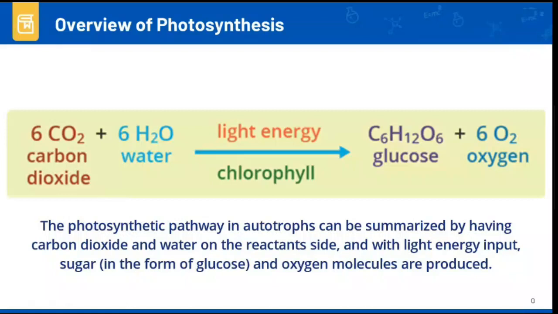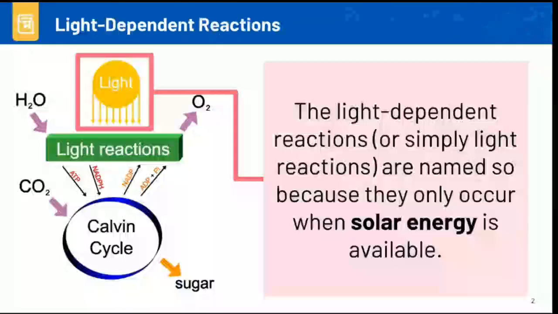So inside the chloroplast, photosynthesis occurs in two stages. The first stage involves your light-dependent reaction, while the second stage involves your light-independent reaction, collectively known as your Calvin cycle. Now, your light-dependent reactions are simply your light reactions, named so because they only occur when solar energy is available. From the name itself, light-dependent, nakadepende yung reaction dun sa light na naproproduce. This process happens on the thylakoid membrane of your chloroplast, which converts solar energy into chemical energy.